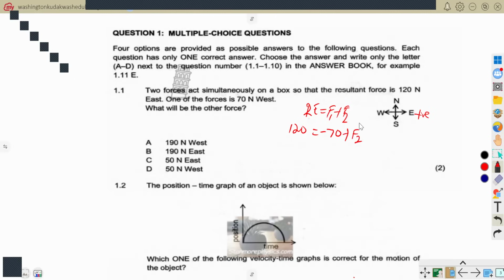And then we are looking for the other force. So all we needed to do was to transpose this, and then it was going to give us 120 plus 70. So our F2 was going to be 190 newtons. You can see that this is positive, and we chose east to be positive. So our answer was going to be B, 190 newtons east. Let's go to question 1.2.